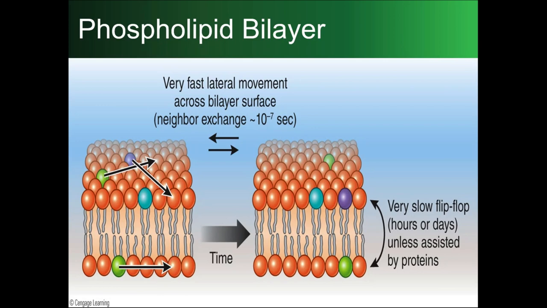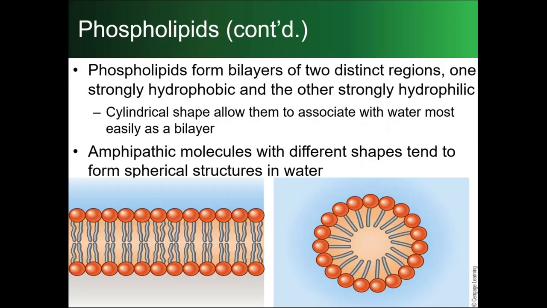The detergents do not associate to form bilayers, but instead they tend to form spherical structures in water, such as this. This is the single layer, spherical structures. And the detergents can solubilize oil. Why? Because the oil molecules associate with the hydrophobic interiors of the spheres here.